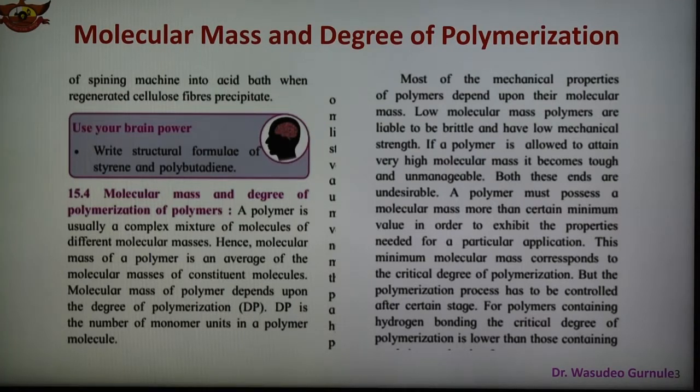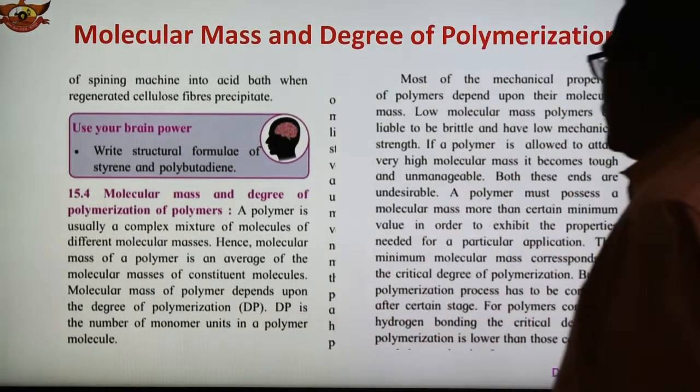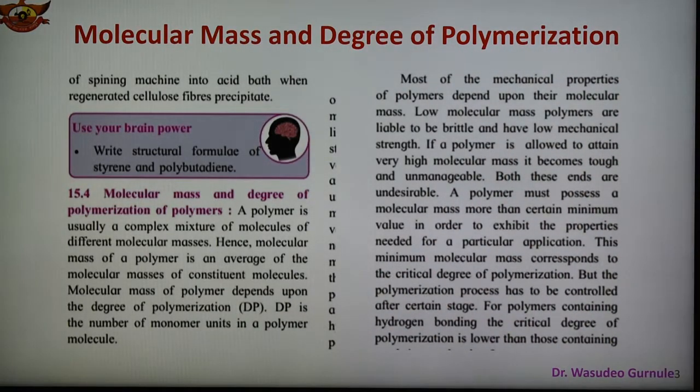So what is molecular mass? As we know, a polymer also consists of different types of molecules and different types of monomers. The molecular mass of a polymer is the average of the constituent molecules present in the polymer, and this molecular mass depends upon the DP, which is known as the degree of polymerization. The degree of polymerization is nothing but the number of monomer units present in the polymer molecule.